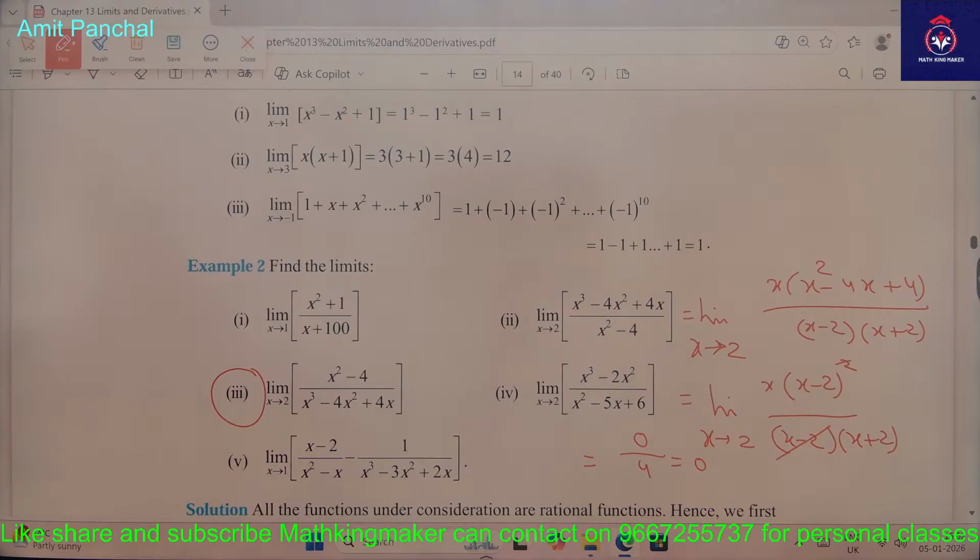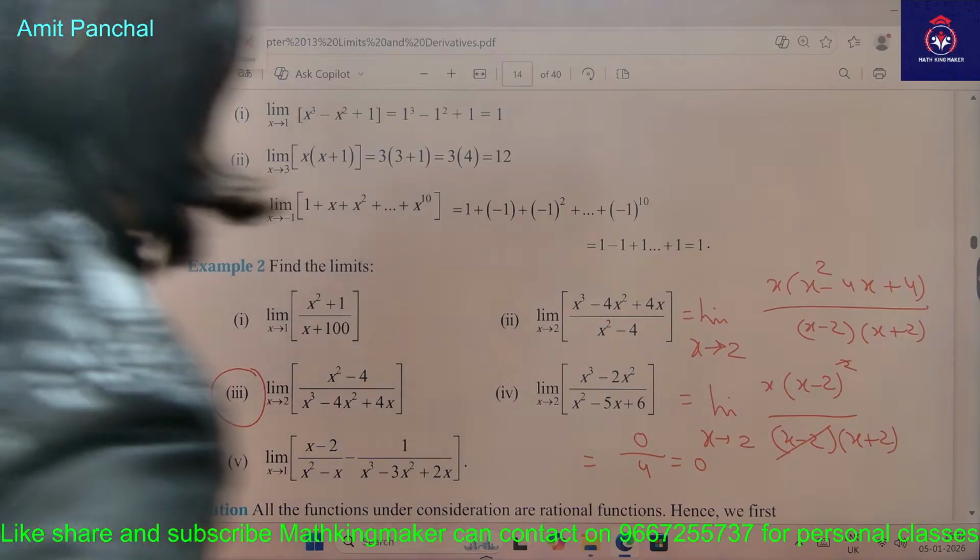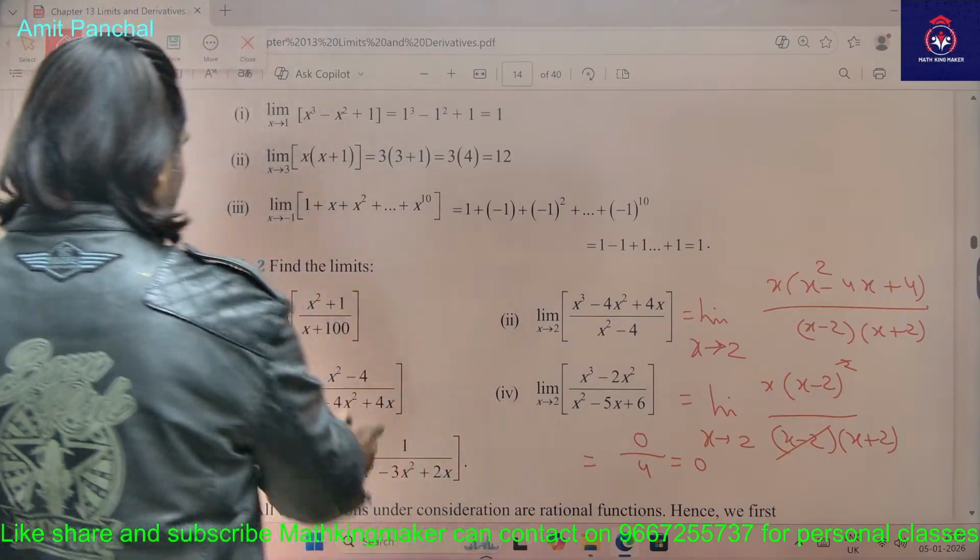Sir, this will come 4 by 0, no? This is not defined anyway. This limit is not defined. Why? So it's coming 4 by 0. Can you check once? 4 by 0. So that's why I told you just try to factorize it.